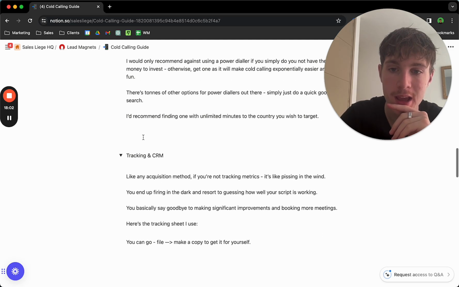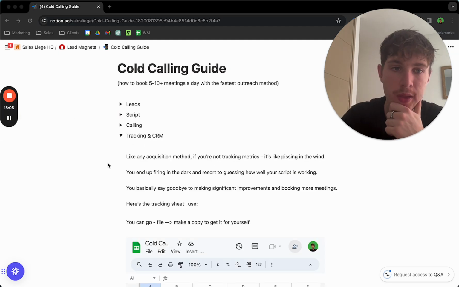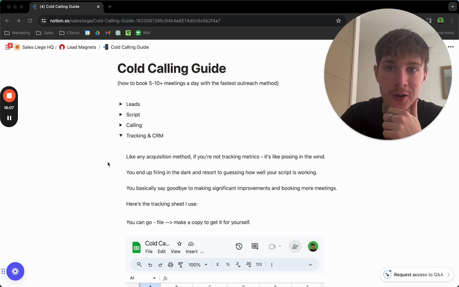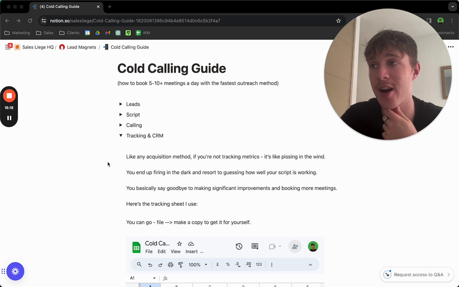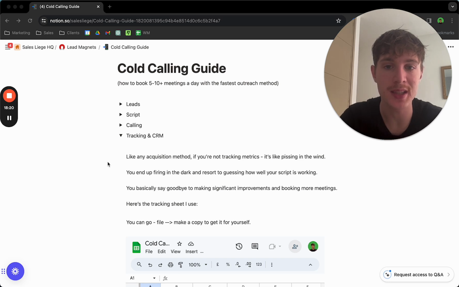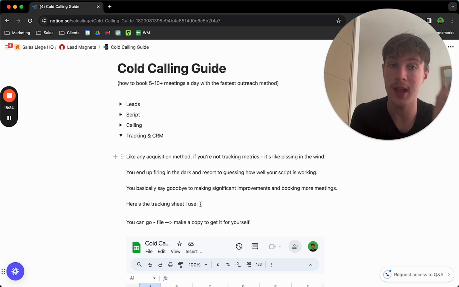The next thing here is tracking and CRM. So with tracking in your CRM, if you're not tracking metrics, you're literally just burning through valuable data that you can use to make iterations. You're never going to know what's working. It's going to be very hard for you to have the discipline to stay with things if you don't know your numbers, and you don't know that if I put this in, I'm going to get this out.